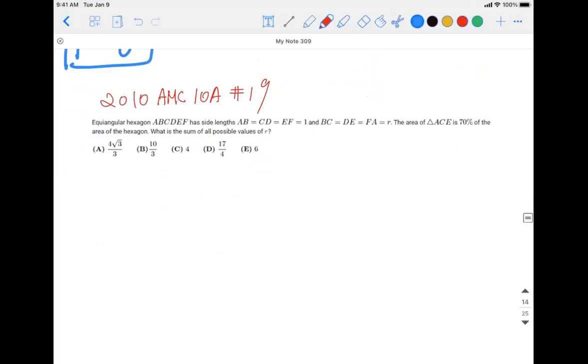The problem says, equiangular hexagon ABCDEF has side lengths AB equals CD equals EF equals 1, and BC equals DE equals FA equals R. The area of triangle ACE is 70% of the area of the entire hexagon. What is the sum of all possible values of R?